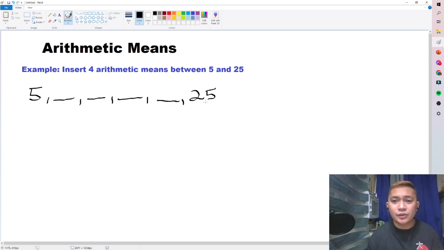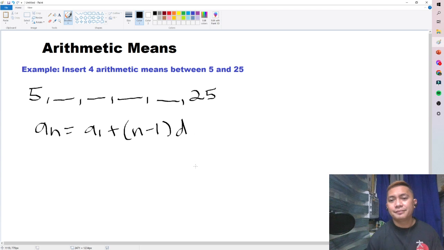Using the same equation or formula sa ginamit natin sa arithmetic sequence, wherein a sub n is equal to a sub 1 plus n minus 1 times d. Okay, so applying the last term as part of the equation, kukunin natin si 25, kasi si a sub 1 is a part of the equation. Okay, so kukunin natin si a sub n as our part of our equation.